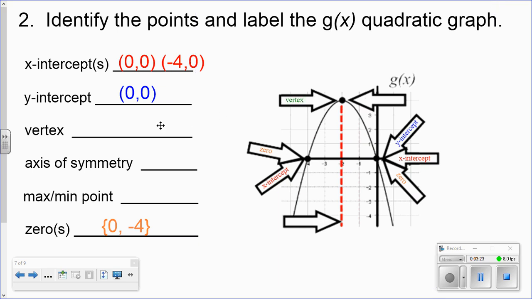That's at (-2, 4). Your axis of symmetry is x equals -2, because this is the center and it goes right through. And then your max point is up here, the same as the vertex, at (-2, 4).